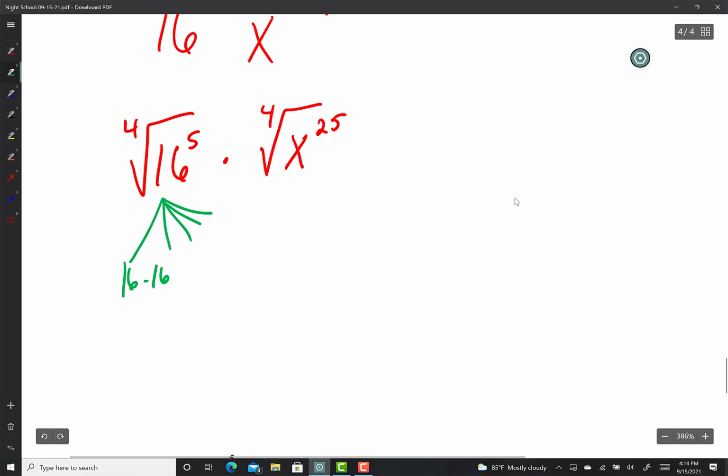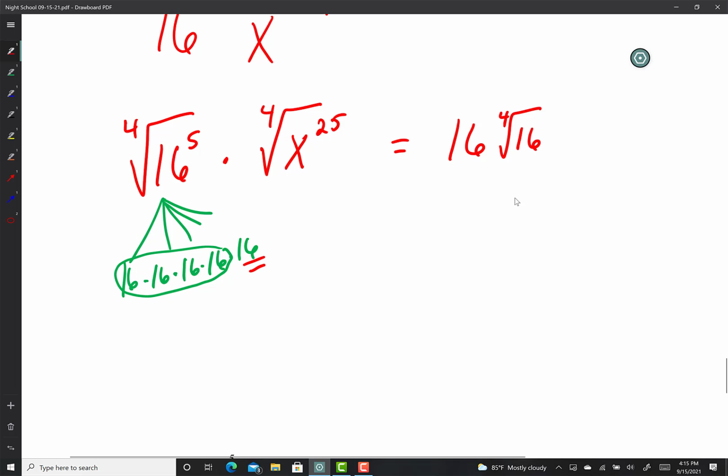16 times 16 times 16 times 16 times 16. 1, 2, 3, 4. So that means for sure I have 16 on the outside, and then I'm going to have the 4th root of 16. I'm just simplifying this. By the way, hopefully something's going on: 2, 2, 2. Yeah, it's going to work.